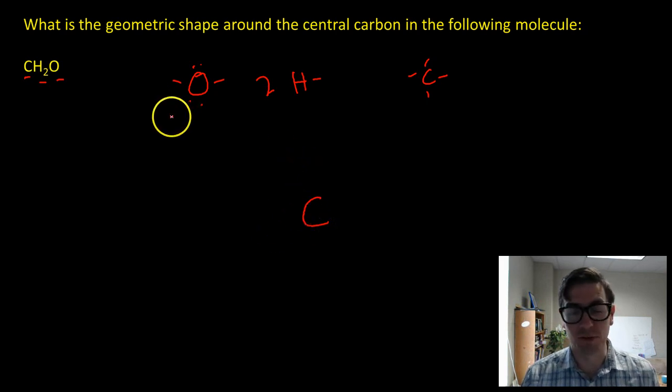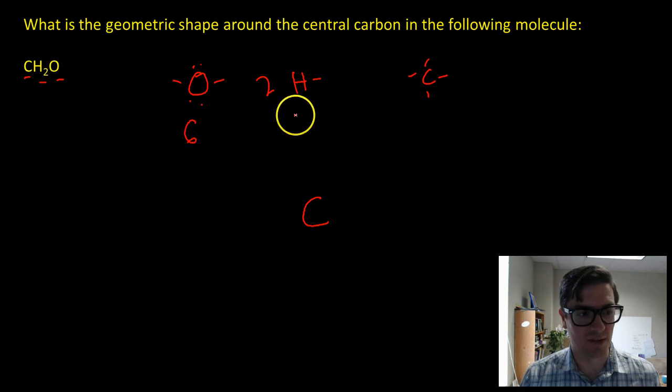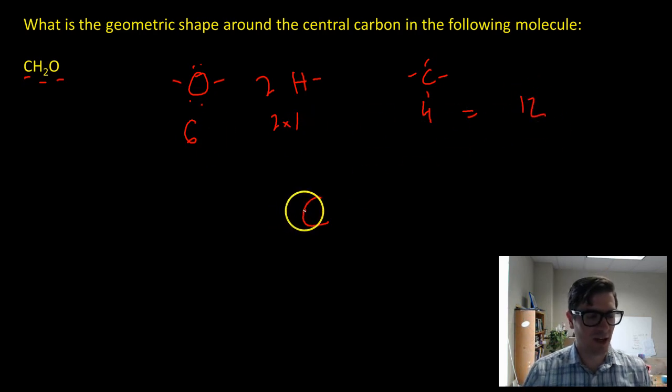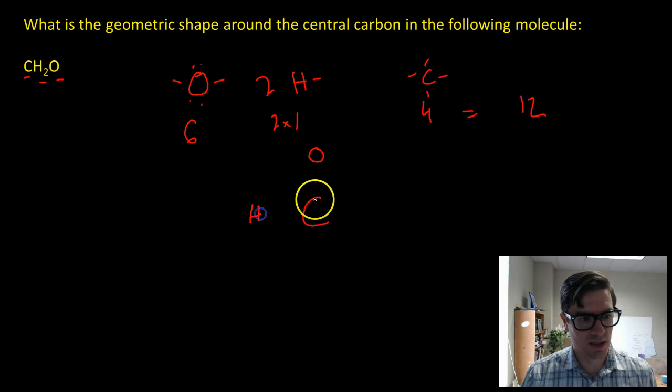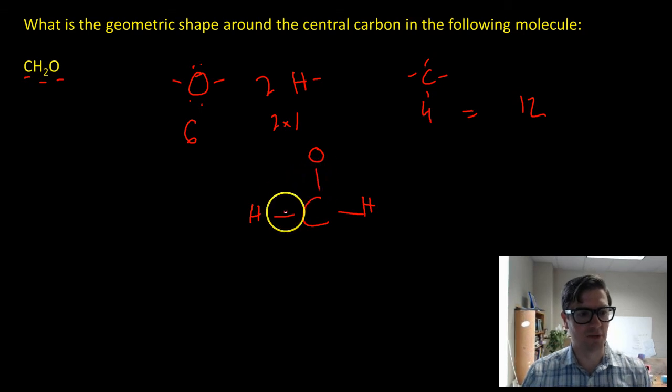If we want to go through the book's method, remember oxygen has 6 valence electrons, each hydrogen has 1 valence electron, and carbon has 4 valence electrons. So altogether we've got 6, 8, 12. You put the carbon in the middle, start attaching the other atoms around it, and draw a single bond to each. Now we've used 2, 4, 6, so that means we have 6 left.